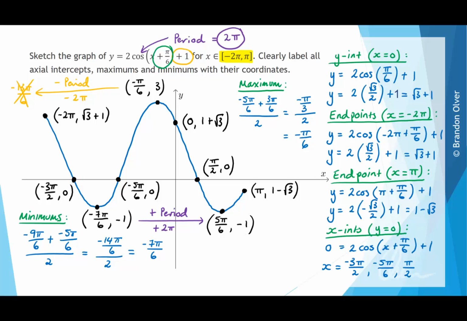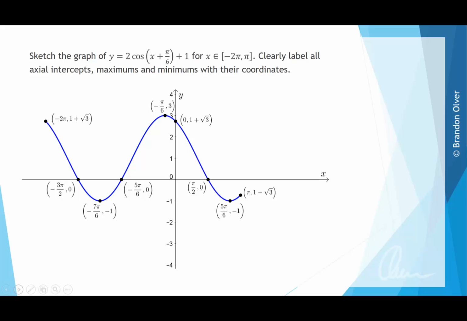So that's the complete graph of y equals 2 cos of x plus pi on 6, plus 1. And now quickly on this slide, we've got a computer to generate the same graph, and you can see that all the same key features are there labelled with their coordinates.